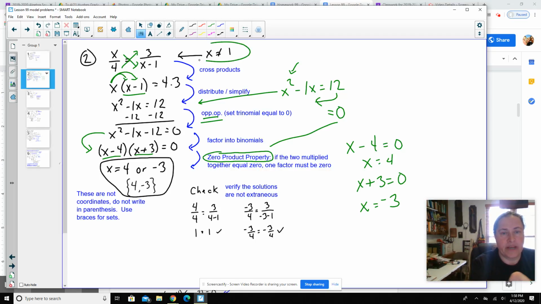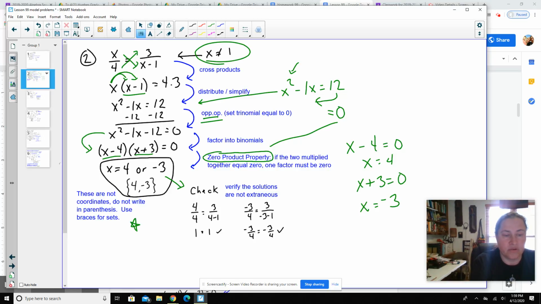Looking back up here, we know that x couldn't be a 1 because 1 minus 1 would leave us undefined. 4 and negative 3, neither of those are 1, so we think we're okay, but we need to check it. So we're going to substitute in the 4 value, and we discover that 1 equals 1. That's true. When we substitute in negative 3, we discover negative 3/4 is equal to negative 3/4. So both of those work.